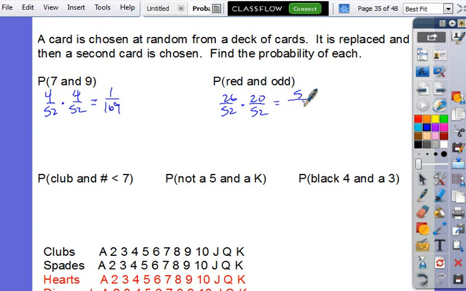46. All right. A club and a number less than 7. Well, club is 13 times a number less than 7 would be what? 24. No, I missed one. And my answer there is 3 over 26. Not a 5. How many are not 5s? 48 out of 52 times king, 4 out of 52.